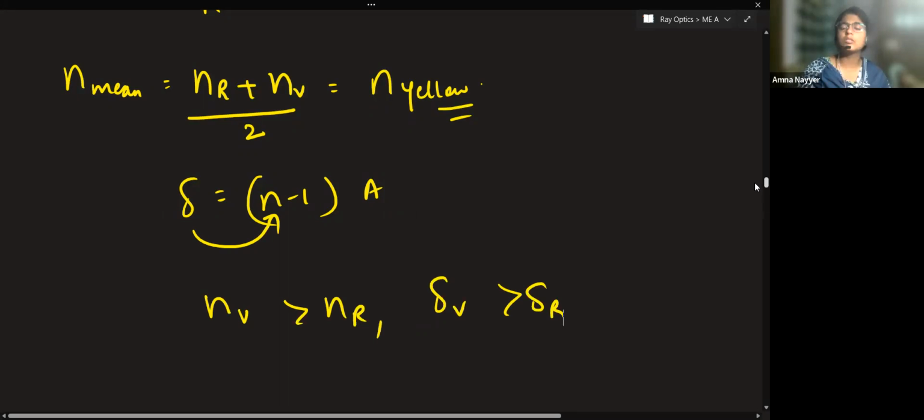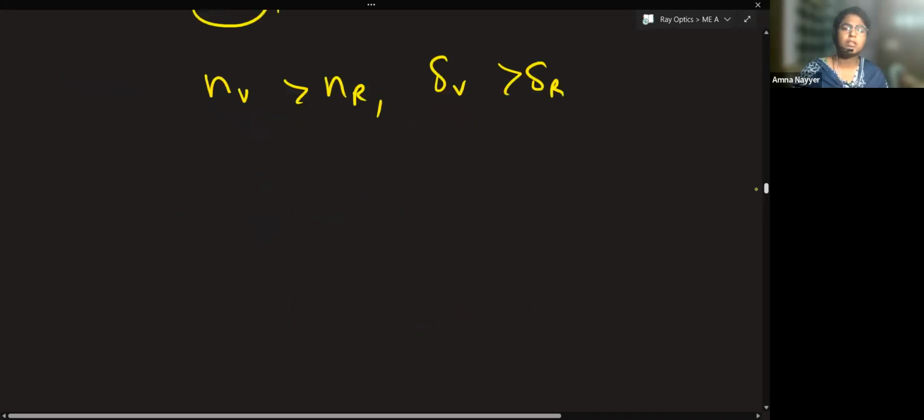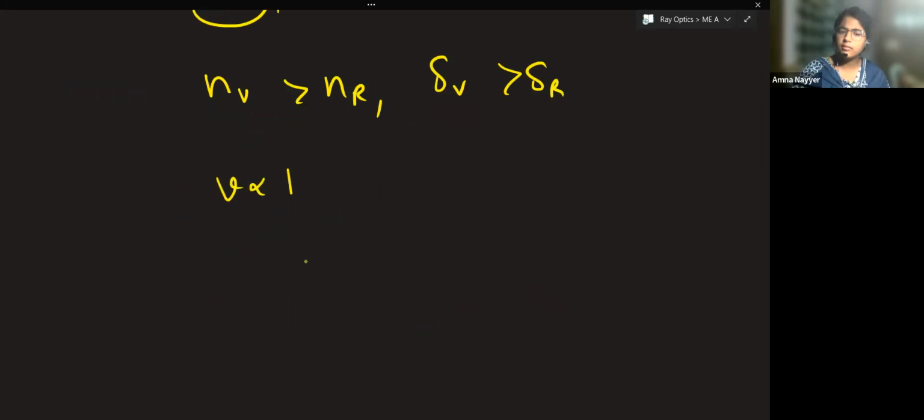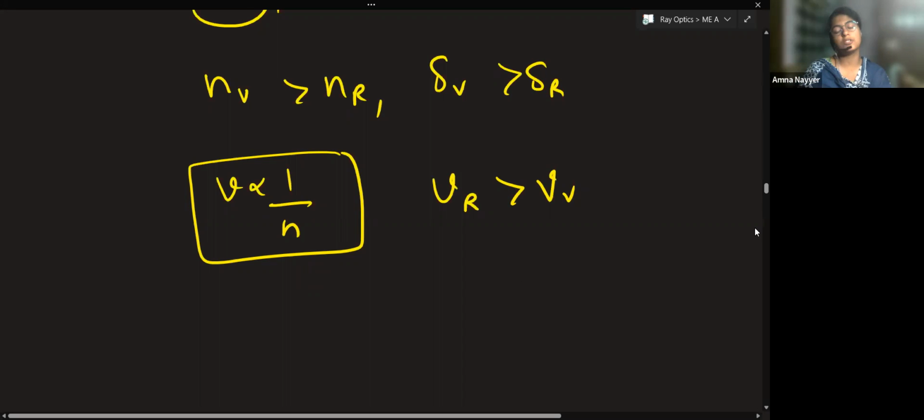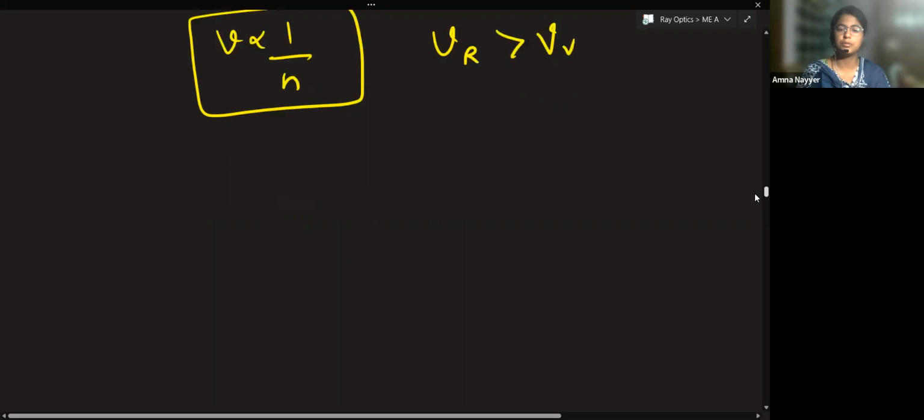And same thing, some more application-based questions are based on velocity. Velocity is inversely proportional to refractive index. So whatever things are there for refractive index, the opposite will be for velocity. Like velocity of red will be greater than velocity of violet. So all these things you can relate. But what I'm trying to say, chances are this cannot be directly asked to you, but indirectly, application-based questions can be asked in the exam.